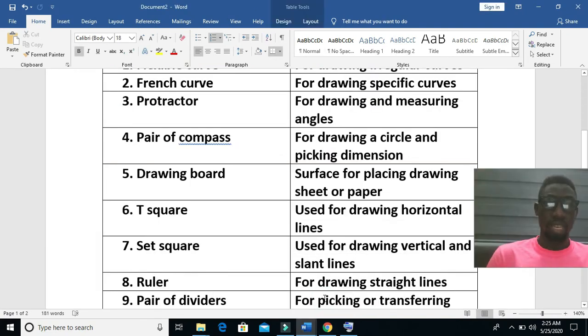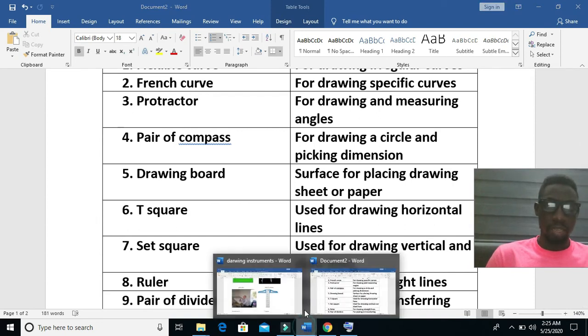The next one is a set square. We're familiar with that. It's also in our mathematical set. It's used for drawing vertical or slant line. That's the opposite of horizontal lines. Sorry, T-square is for horizontal line, but set square is for vertical or slant line.